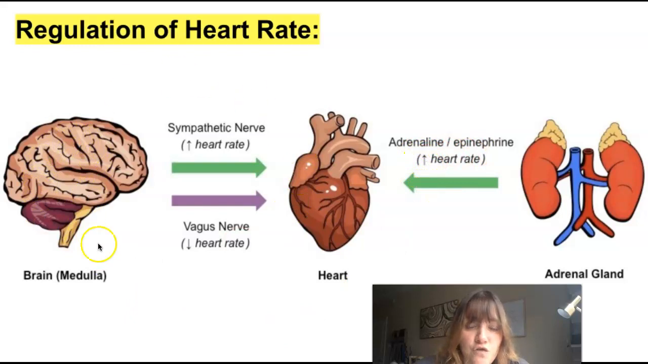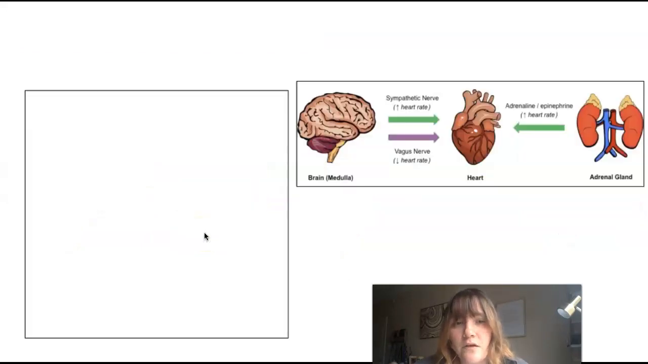And then the nerve pathways is that the medulla, which is the brain stem in your brain, can either activate your sympathetic nerve, and that can increase heart rate. And if you remember, that neurotransmitter is norepinephrine. Or it can activate the parasympathetic nerve or the vagus nerve, which releases acetylcholine, and that can decrease heart rate.